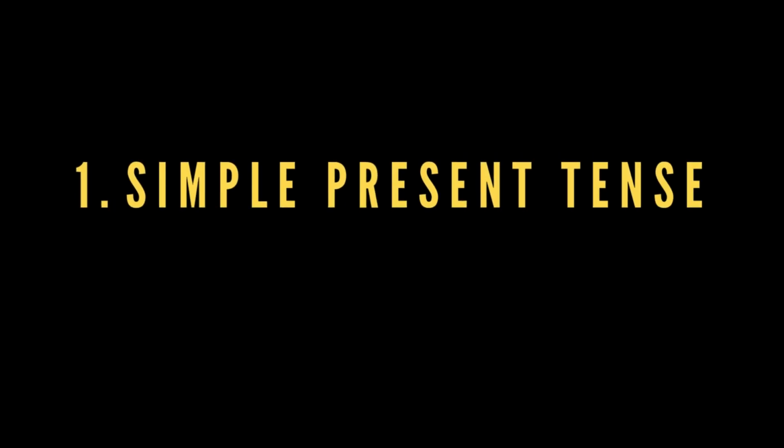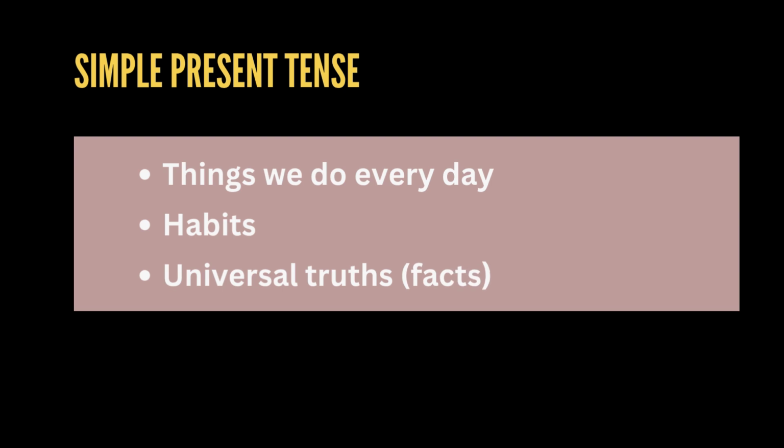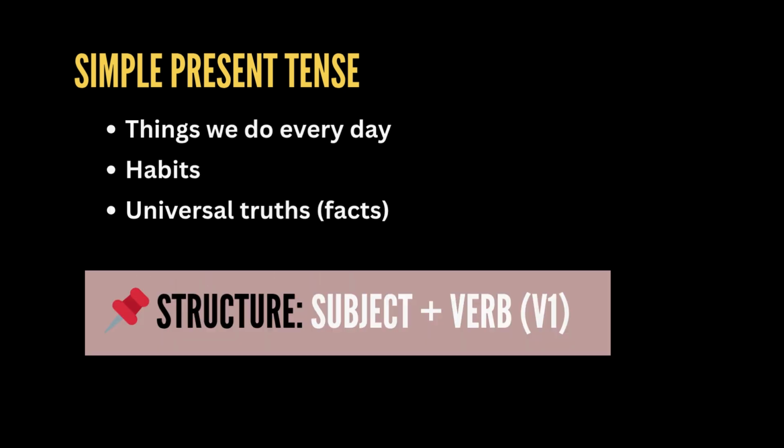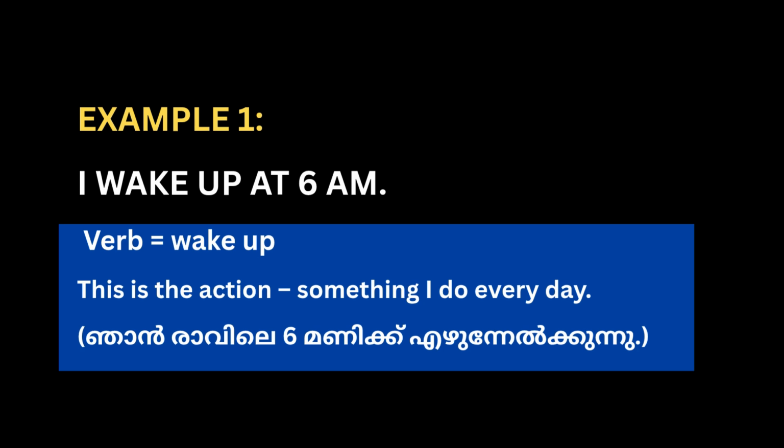First one is simple present tense. We use simple present to talk about things we do every day, habits, universal truths. Structure: subject plus verb. Example: I wake up at 6 a.m. Here verb is wake up. This is the action, something I do every day.